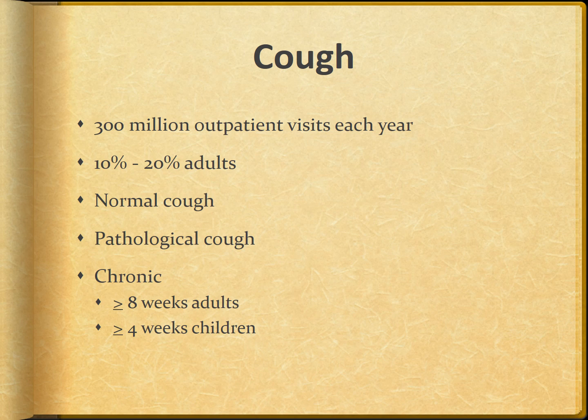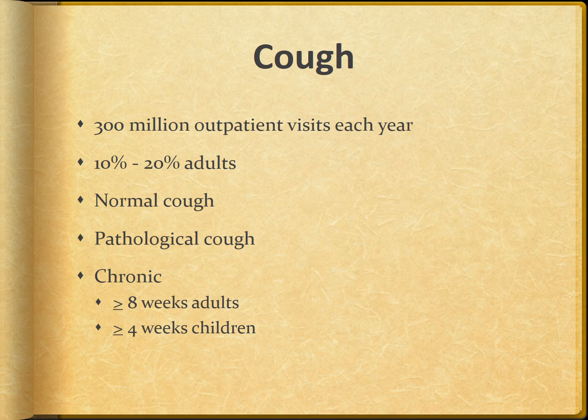So let's shift gears a bit and talk about cough. Cough accounts for 300 million outpatient visits annually. 10 to 20% of your adult patients will present with a cough in the primary care setting. Some cough you can categorize as normal because the patient is just trying to clear their airway, or pathological because there's an illness related to this cough.